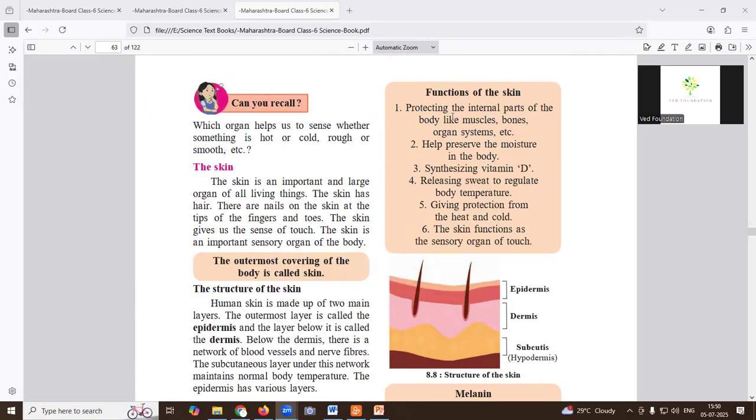Functions of skin. Skin protects the internal parts of the body like muscles, bones, organ system, etc. Skin is the outer covering of the body. तो skin जो internal parts है human body के, internal parts का protection करती है. Helps preserve the moisture in the body. Skin moisture preserve करती है body में.